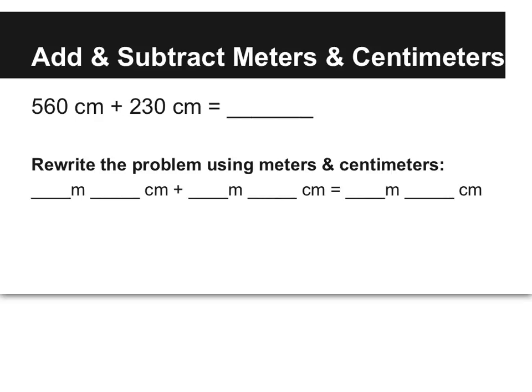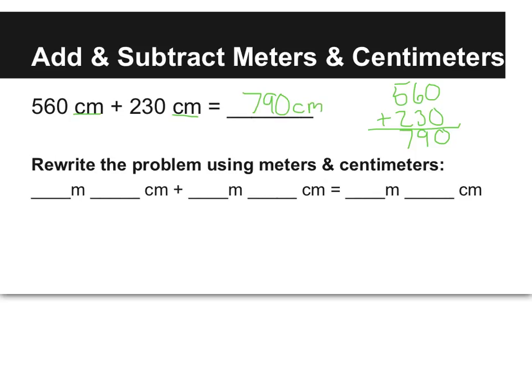Now we're going to review adding and subtracting, still with meters and centimeters. So this is from a previous lesson. The problem is 560 centimeters plus 230 centimeters. Because they're both in the same unit, centimeters and centimeters, I can easily add those together. I'll set them up vertically, 560 plus 230, and I can add 0 plus 0, 6 plus 3 is 9, 5 plus 2 is 7. So 560 centimeters plus 230 centimeters is 790 centimeters.